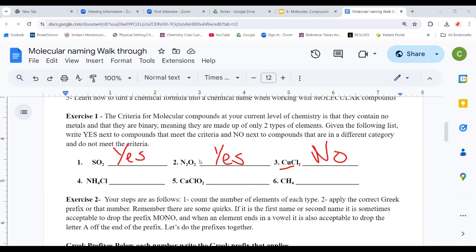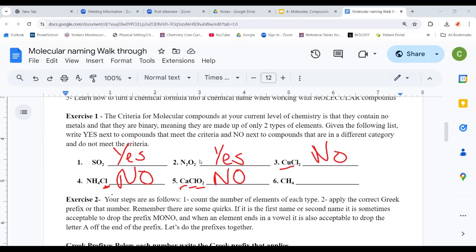This one is NH4. Chlorine is the last one. Cl is one element. That has all nonmetals, but it's not binary. So no, it can't be molecular. So some other set of naming rules is going to be used for that. Here I have calcium, chlorine, and oxygen. This one kind of fails both tests. One, calcium is a metal. It's in group 2, all the way on the left on the periodic table I'm talking about. And calcium, chlorine, oxygen is 3 elements, so that fails the test of also being binary.